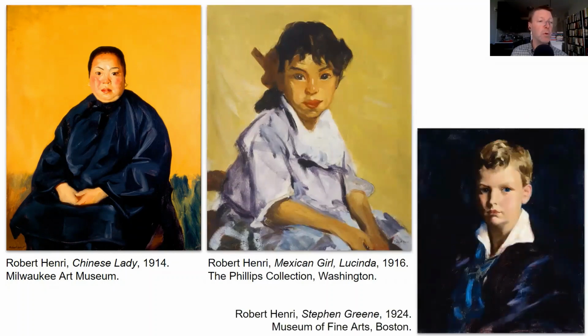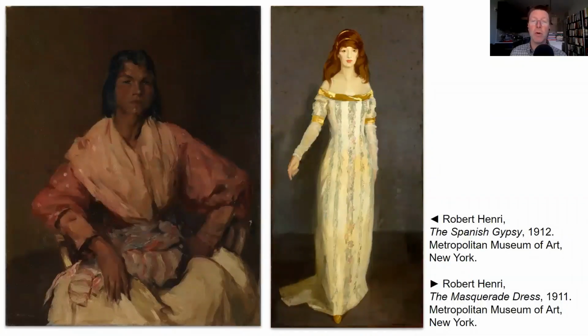Here's for comparison, a portrait of a young man of privilege, Stephen Green. If you look at Henry's portraits from these same years, roughly these same years, of people constructed into whiteness, you will not find the same way of treating skin. I should note also that child labor is legal in this era. And hence the greaser slur can be and was applied to children. Henry is really interested in skin tone across lots of his work. In fact, here's the Spanish Gypsy from 1912 at the Met, which might be said to be a painting primarily about skin tone. And at the far right is another painting from the Met, Henry's Masquerade Dress of 1911, which is a painting of his wife.